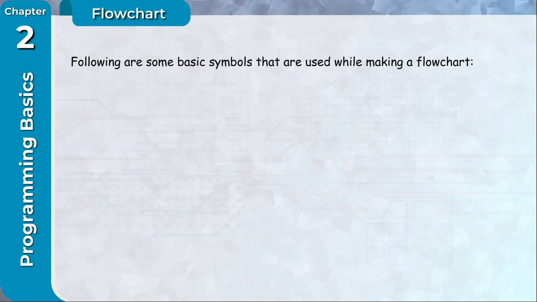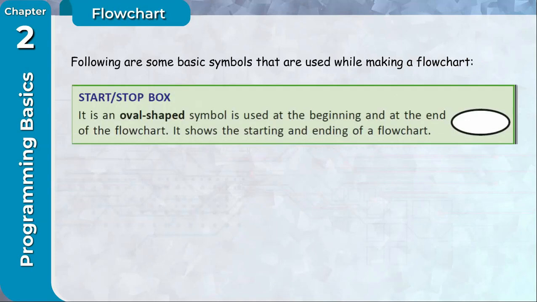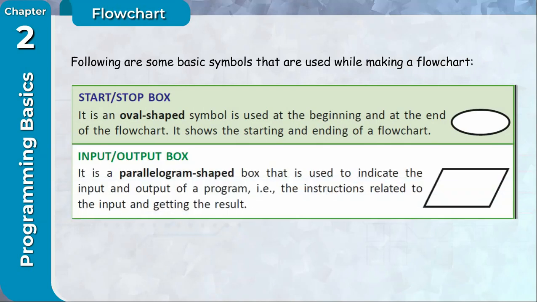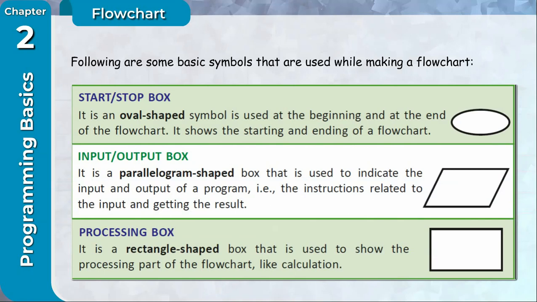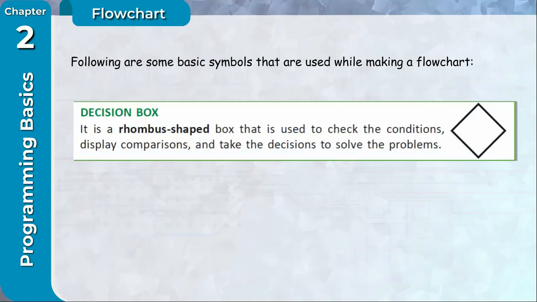Following are some basic symbols that are used while making a flowchart. Start/stop box. It is an oval-shaped symbol which is used at the beginning and at the end of the flowchart. It shows the starting and ending of a flowchart. Input/output box. It is a parallelogram-shaped box that is used to indicate the input and output of a program, that is, the instructions related to the input and getting the result. Processing box. It is a rectangle-shaped box that is used to show the processing part of the flowchart, like calculation.